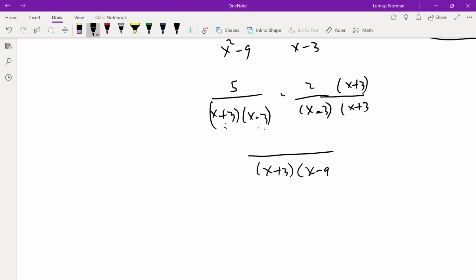x minus 3, and here we get 5 minus comes here, and then 2x plus 6. So this becomes 5 minus 2x minus 6 divided by, so here, I don't know why I put a 3 there, or a 9. That should be like that.